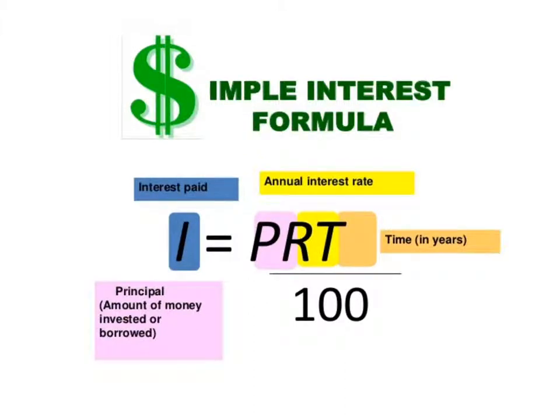So the formula is I equals PRT over 100. As I'm sure you remember, when we don't have operations listed, it just means times. So this is I equals P, principal, times R, rate, times T, time, over 100. Very simple to do. Let's look at an example.